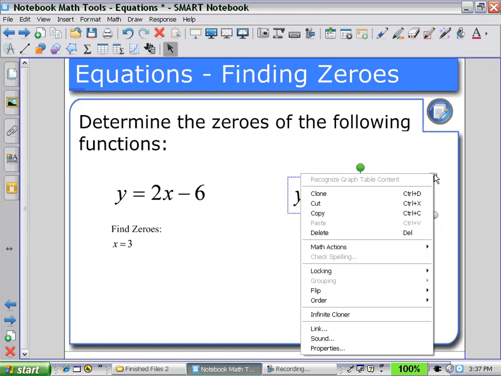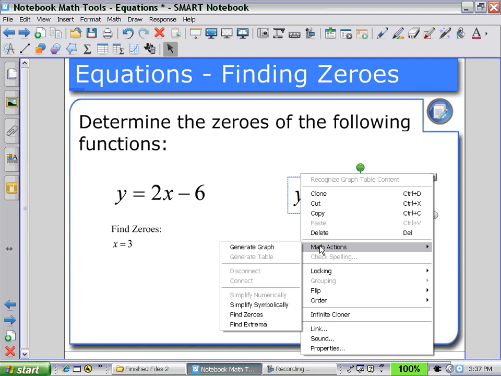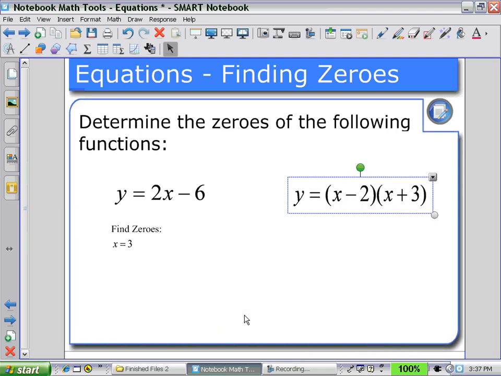In the other example, when we choose our math actions and simplify or find the zeros, we now have two solutions, x equals 2 and x equals -3. Might take a little while to solve. There we have, find the zeros, x equals -3 and x equals 2.